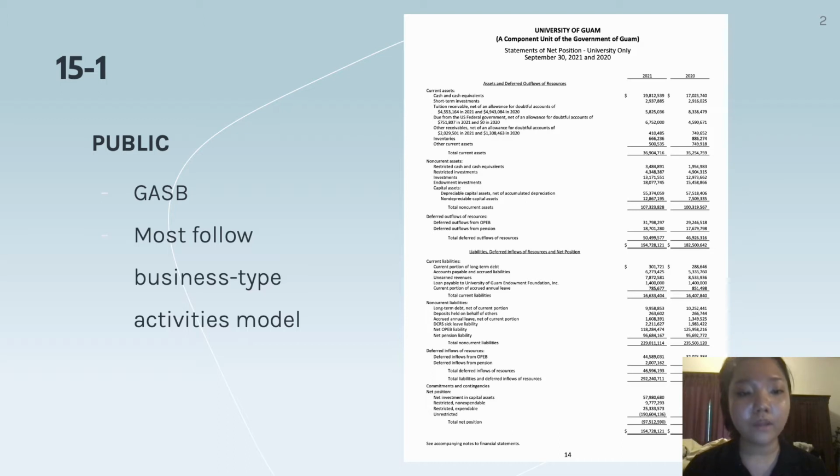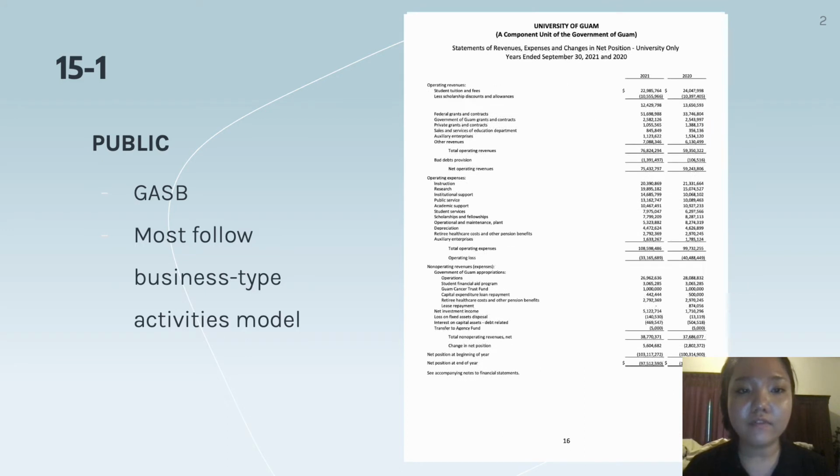The main thing to remember here is the term used by public universities, which is net position. At the bottom you can see the breakdown, which is typically into unrestricted, restricted, and net investment in capital assets, but UOG has specifically broken down even restricted into non-expendable and expendable for more details. The next photo we have is the statement of revenues, expenses, and changes in net position.